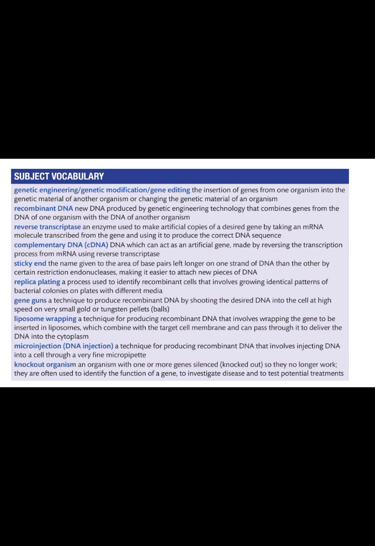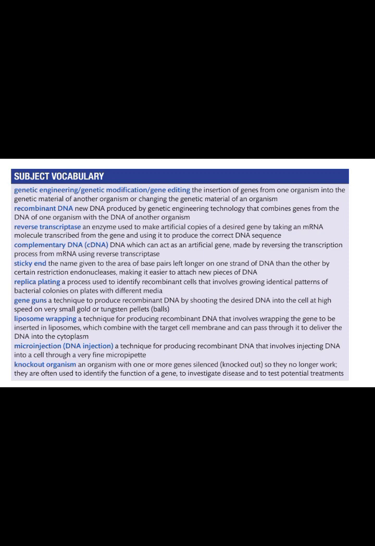We will wrap DNA into these things, because obviously as soon as the DNA is going to reach different parts of the body, every single part has a slightly variable pH. So it must reach that particular organ where it has to reach. The DNA of that particular material will be aware whether it has to open in the acidic media or the basic media. Microinjection is a technique used for producing recombinant DNA that involves injecting DNA into a cell through a very fine micropipette. We are well aware of it.